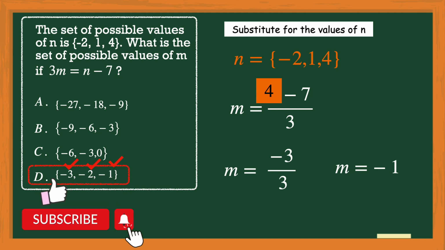And there you have it. By substituting the given values of n into the equation, we determined that the set of possible values for m is -3, -2, and -1.